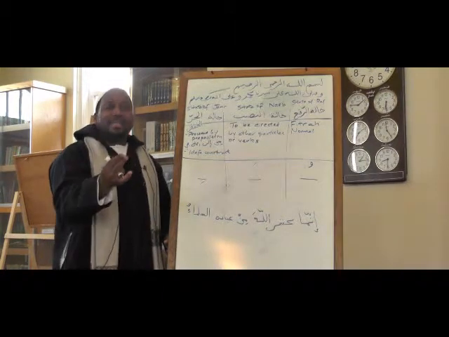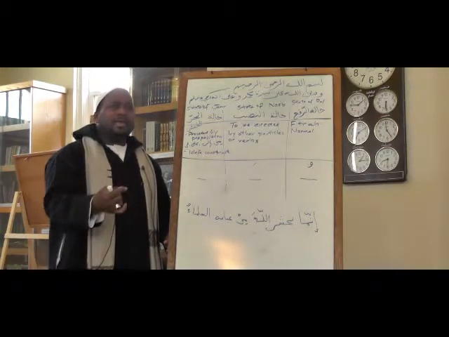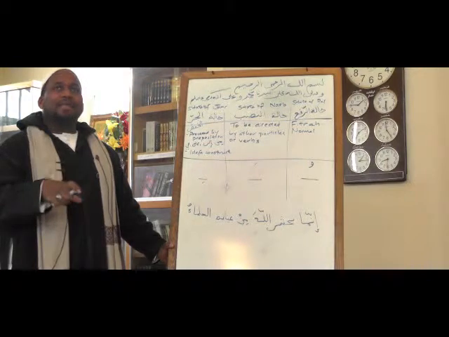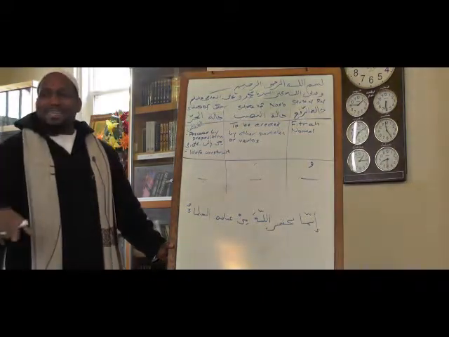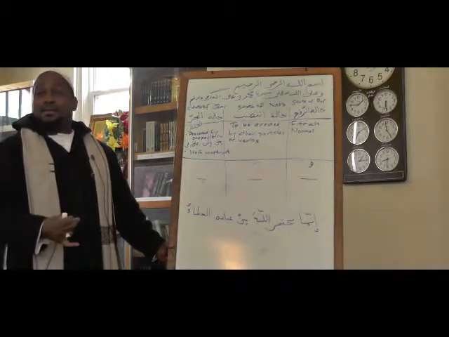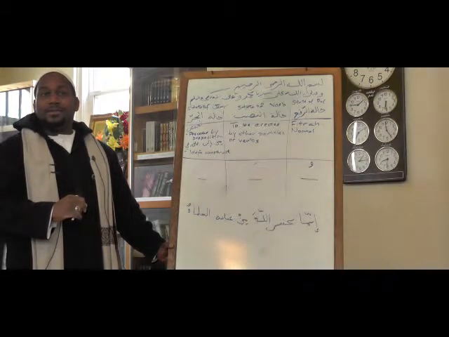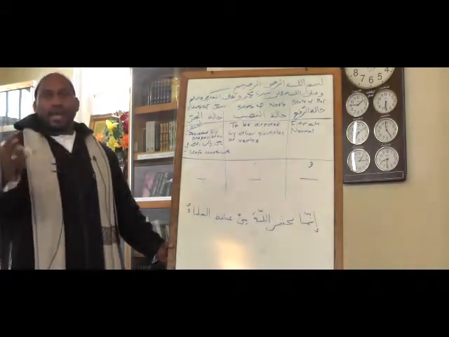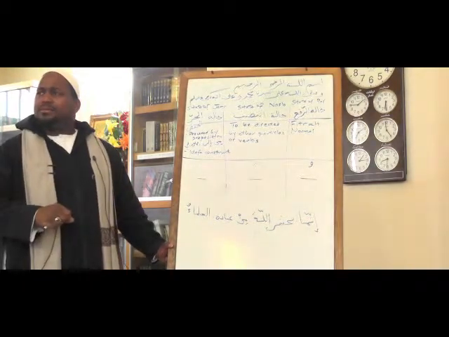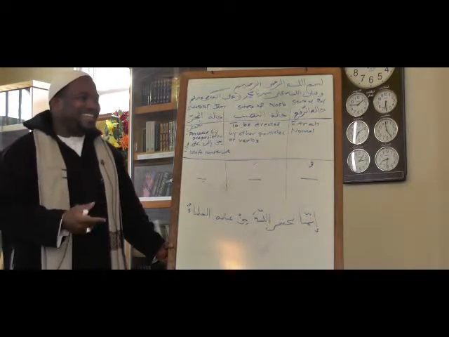Arabic is a synthetic language, whereas English is a non-synthetic language. A synthetic language is a language where word order does not necessarily indicate the meaning. So I can say, for example, ضرب زيد عمرا. Zayd hit Amr. And in English, you would say Zayd hit Amr. Or I can say ضرب عمرا زيد.